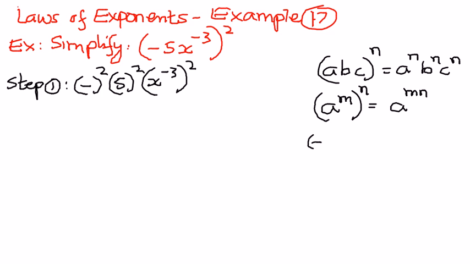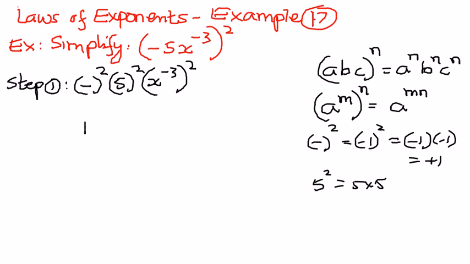Negative sign raised to the power of 2 means negative 1 raised to the power of 2, which means negative 1 times negative 1, which will be positive 1. So the negative raised to the power of 2 will be 1. 5 raised to the power of 2 will be 5 times 5, which will be 25. So that is times 25. And then here we are going to use the power rule, x to the power of negative 3 times 2.